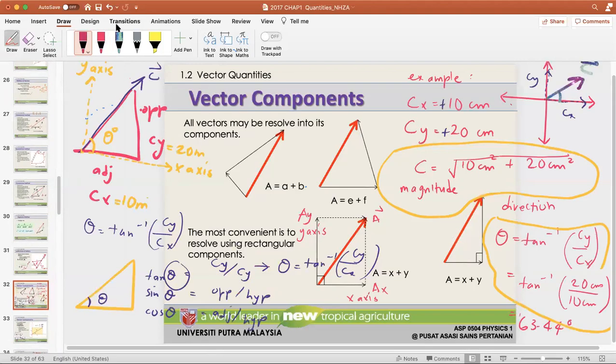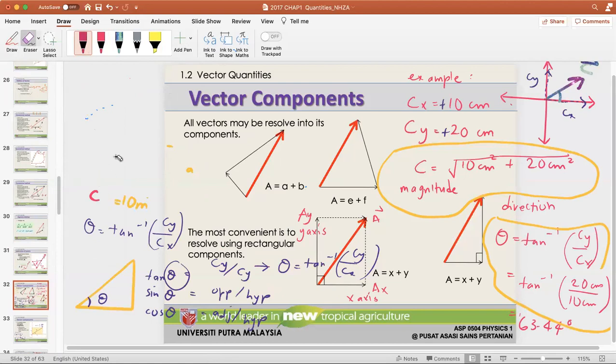Oh, what's this? Okay, I need to erase. Erasing is tiring. Can I just duplicate this? Will it duplicate everything? Give me a minute. If you have any questions, you can ask me now.